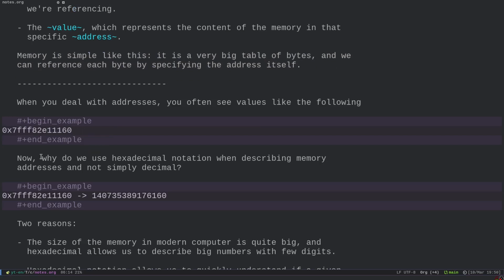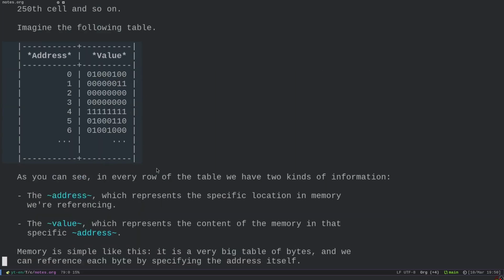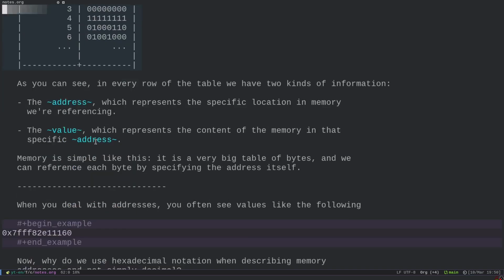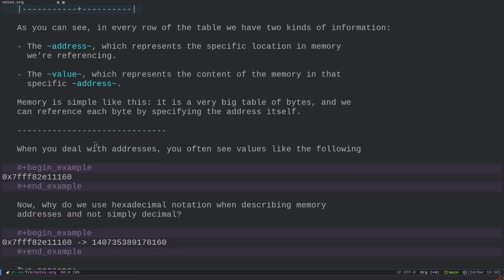0x7ff8 2e11160. Now, why do we use hexadecimal notation when describing memory addresses? And why don't we simply use decimal notation? I mean, consider the simple example that I showed before. Here we just use decimal notation because after all, we just want an increasing integer, like 0, 1, 2, 3, 4, 5, 6. So why specifically are we so obsessed with hexadecimal?